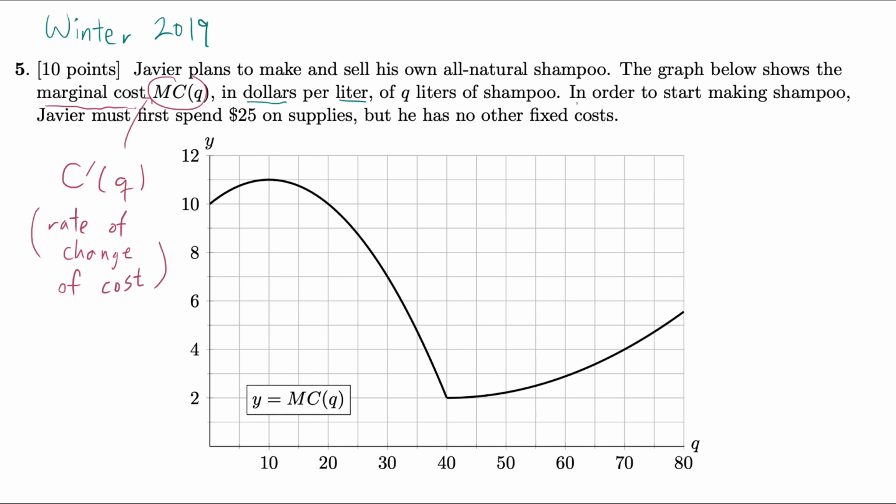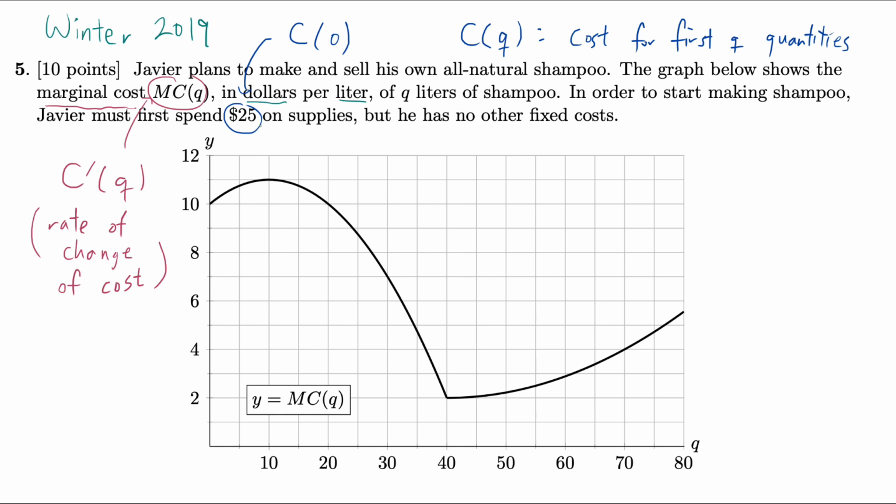And in order to start making shampoo, Xavier must first spend $25 on supplies, but he has no other fixed cost. So I guess it's also good to point out that this $25 is really C at 0. So remember, when I write, say, C of Q, this is the cost for the first Q quantities. So if Q is 5, for example, it would be the cost it takes to make 5 shampoo.